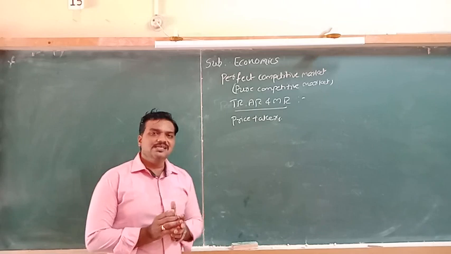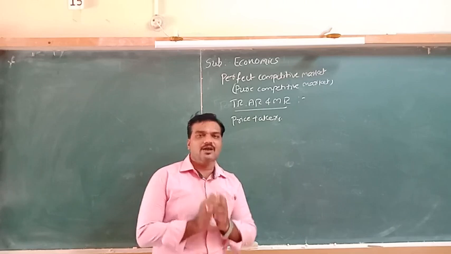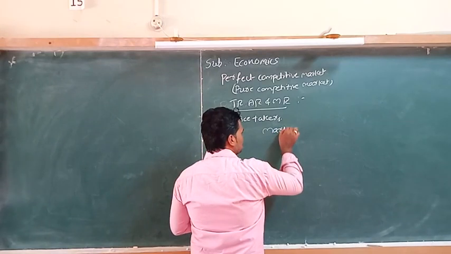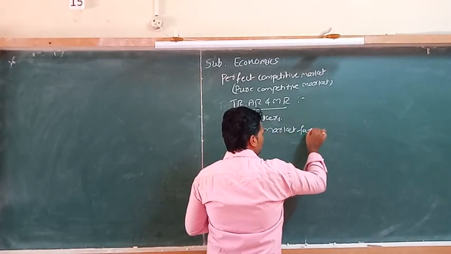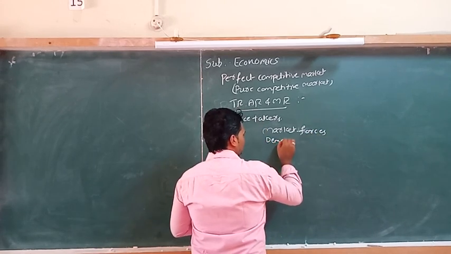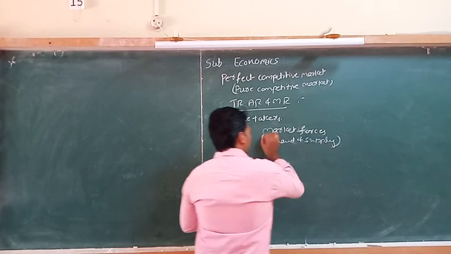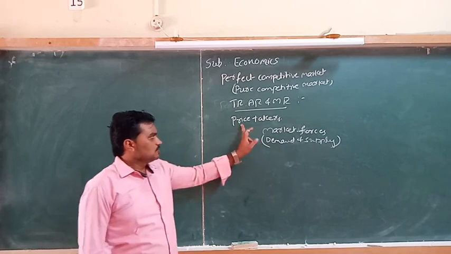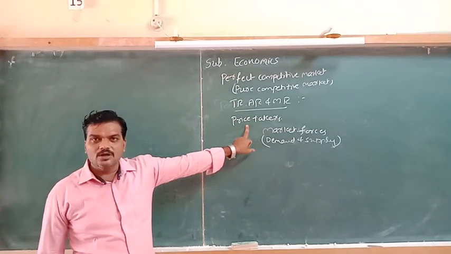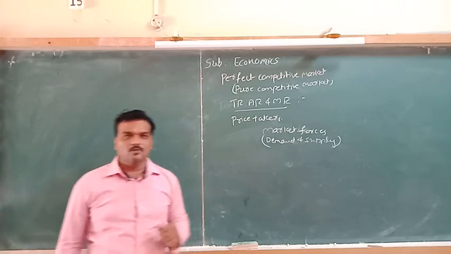It means the firms have to sell their output at a price which is fixed by the market forces, that is demand and supply. So the firms are price takers because they have to sell their output at a price which is fixed by the market forces, that is demand and supply of the commodity.